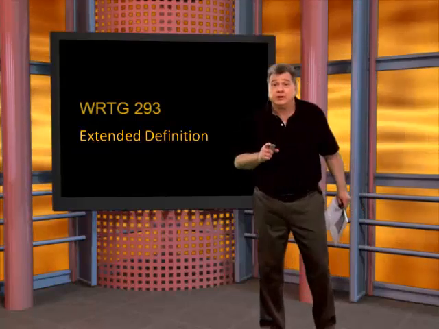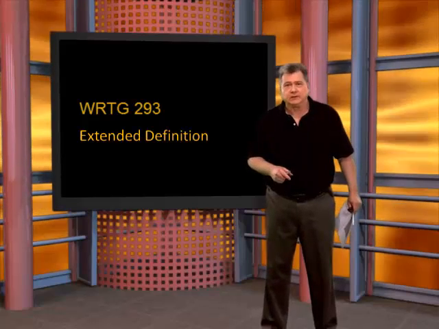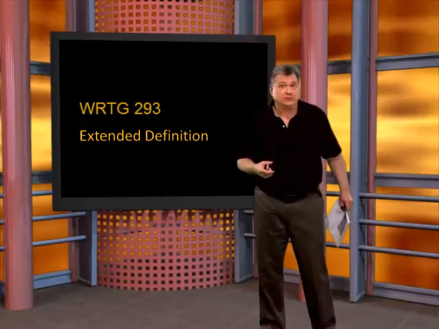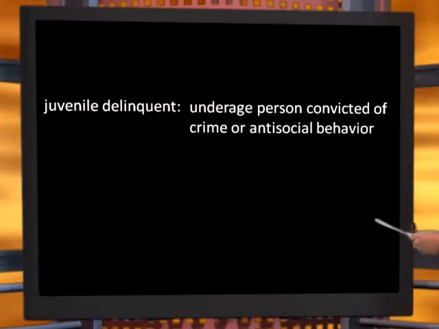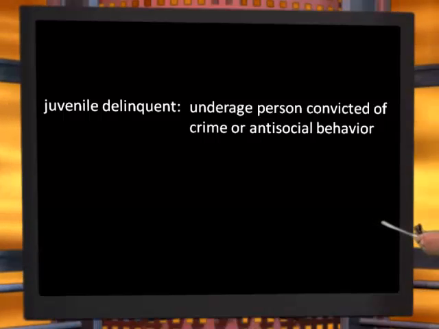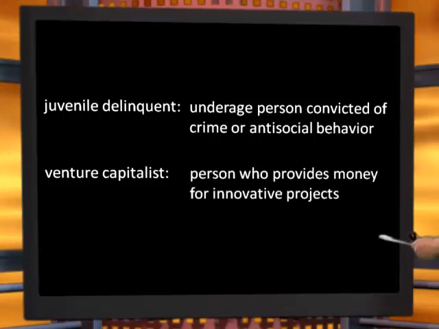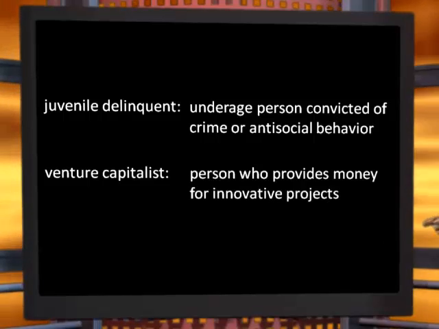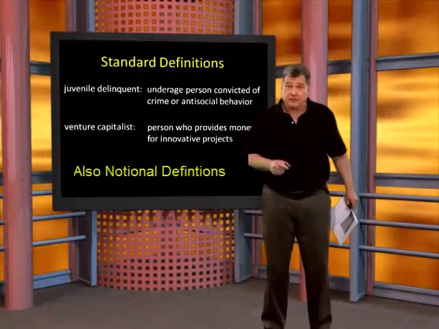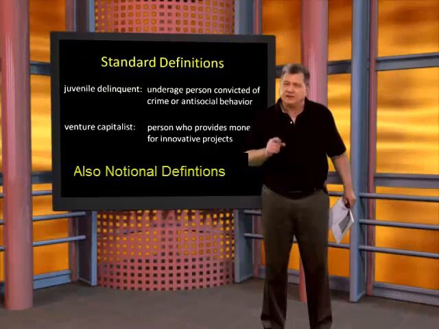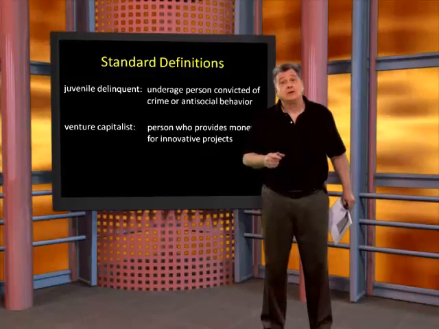You know, usually when you hear the word definition, you think of a dictionary or encyclopedia that is used to define terms such as: a juvenile delinquent is an underage person convicted of crime or antisocial behavior. A venture capitalist is a person who provides money for innovative projects. Now, those are called standard definitions, and you should definitely know them. However, a standard definition is only one small part on one of these terms.